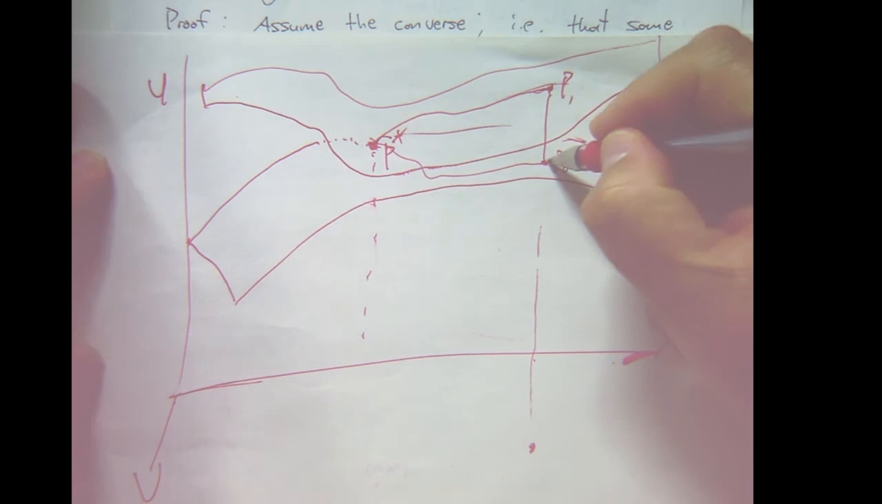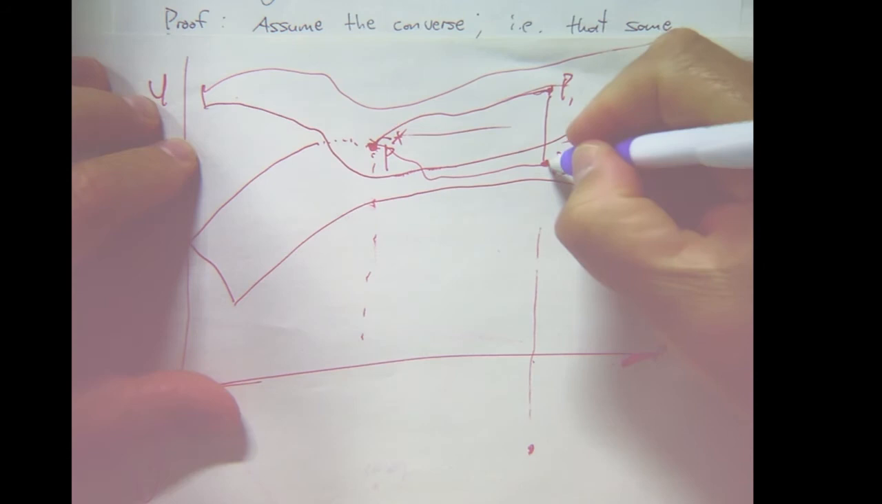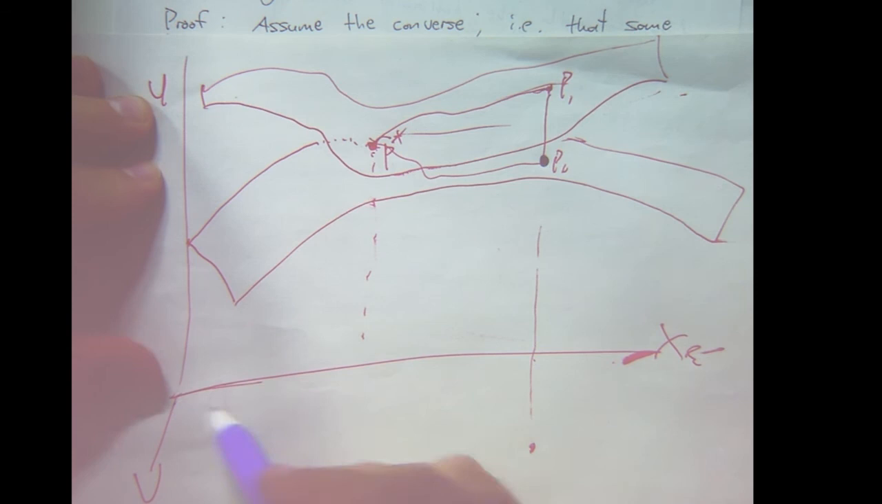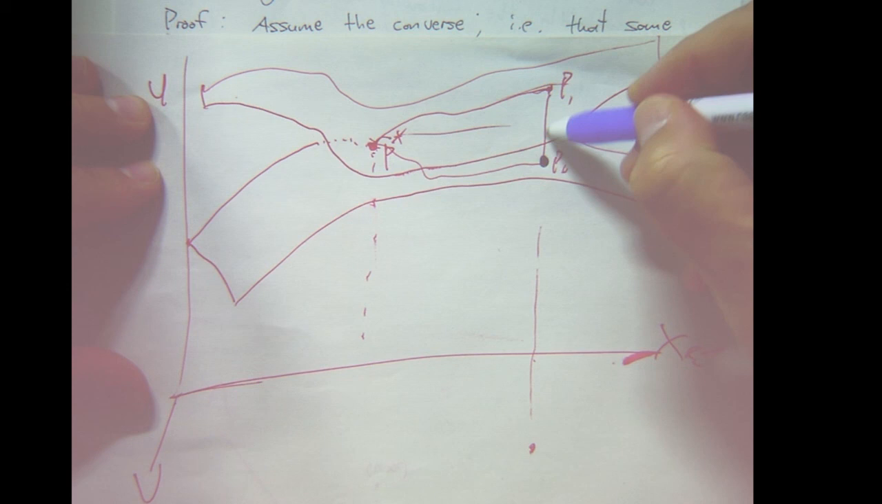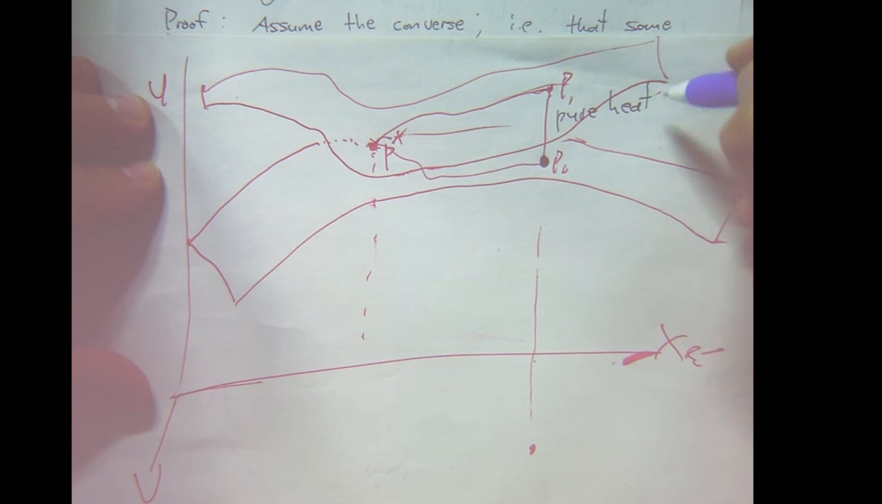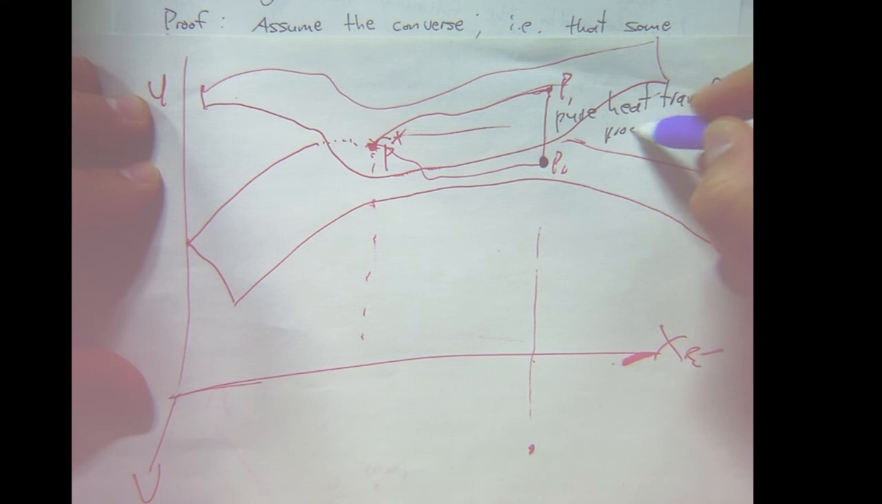All right, now what if I start at this point here? If I go straight up, what that means is I'm not changing any of the mechanical variables. I'm not doing any work if I go straight up. This is a pure heat process, a pure heat transfer process. This is why we wanted these axes here to be just these mechanical variables, work variables.